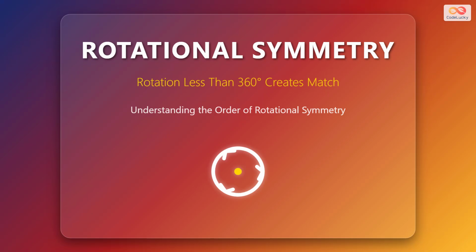Welcome. Today we are exploring rotational symmetry. Specifically, we will understand how rotating a shape less than 360 degrees can create a match, and what the order of rotational symmetry means in geometry.